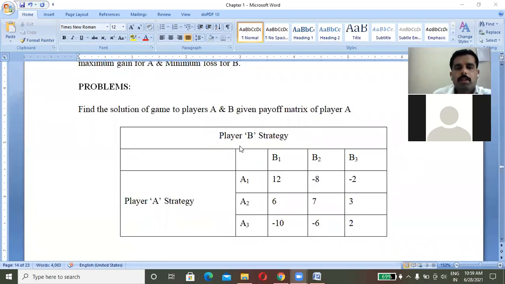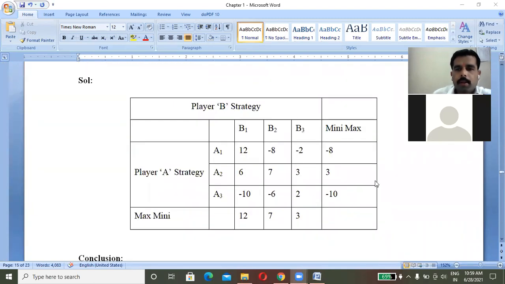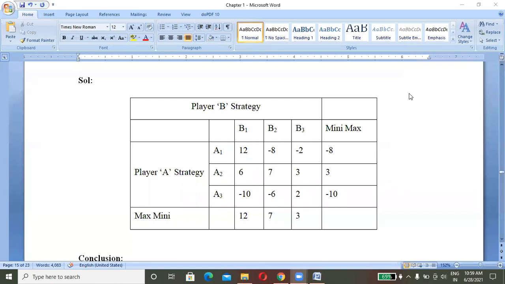Okay, see the question, then simply I copied the question. The next one, what I am doing here, the minimum value. You see the minimum value here, -8 is the minimum value. Then 3, then -10. These are the minimax values and max mini.